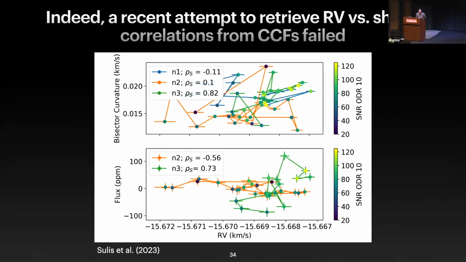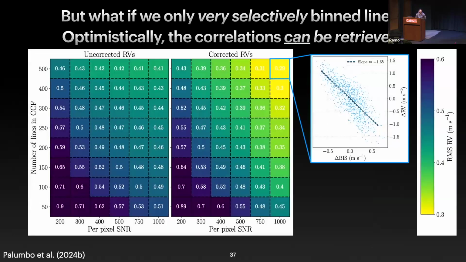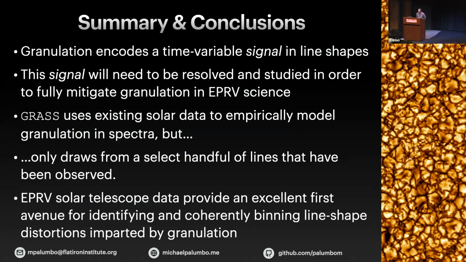Indeed, recent work attempted this, where they looked at bisector curvature in a binned line CCF and looked at the anomalous velocity, and they got, again, just a scatter plot with no correlation. And so what we need to be doing is selectively binning lines. And I'm running low on time here, so you just have to believe me. But the essence is that if we have spectra at high SNR and we bin together lots of lines which we believe behave similarly, then we should be able to actually resolve these changes in line shape from convection and use them to pull out deviations in velocity. So I'll leave it at that, put up my summary slide, and take questions. Thanks.